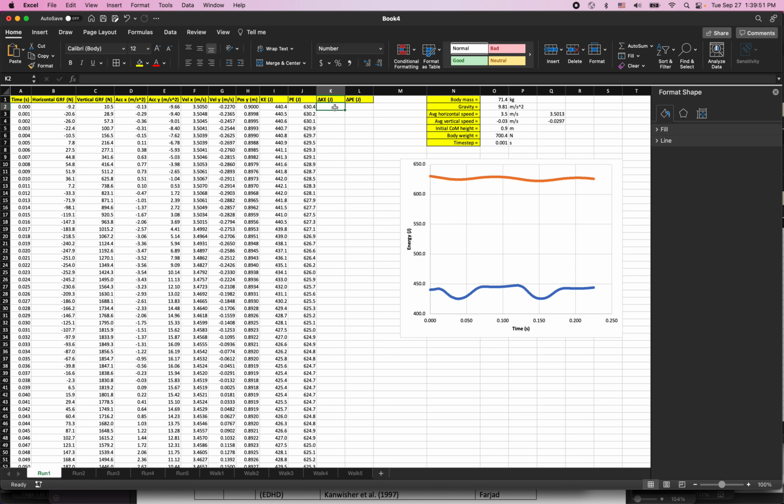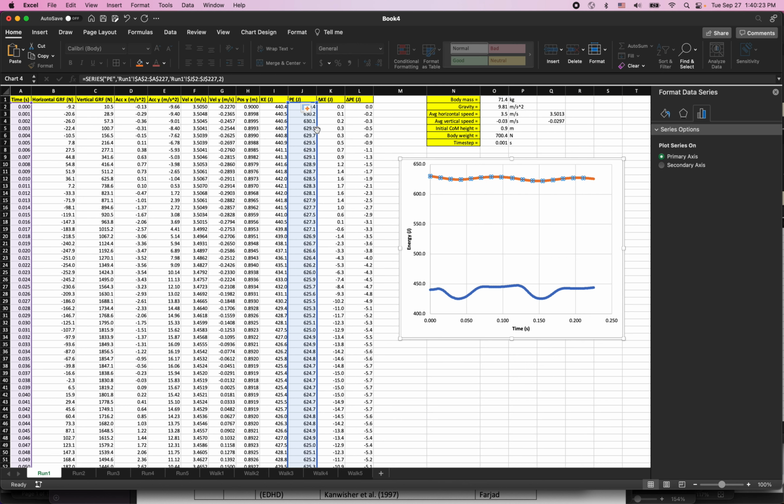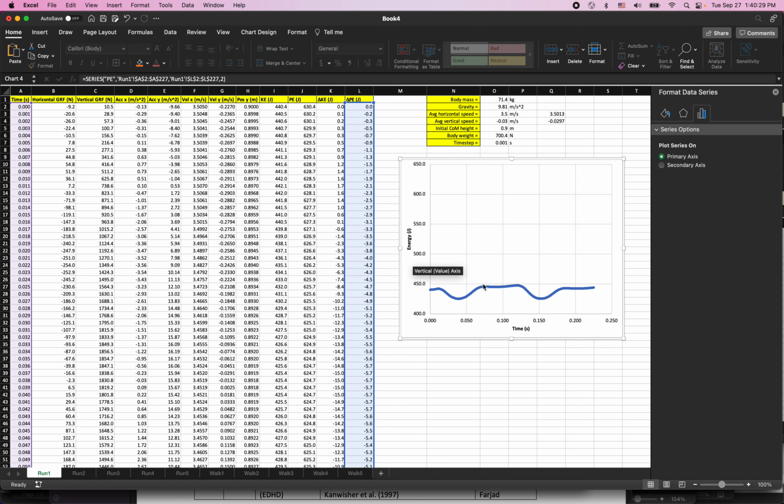So delta KE is going to be my current kinetic energy minus my kinetic energy in my first cell, I2 there. And delta PE is going to be my current potential energy minus my potential energy in that first time step, J2 there. And then do that all the way down. And then I will adjust my graph here. If I click on the orange line, I can drag PE over from actual PE to delta PE. And then I can grab my blue line and move that from actual KE over to delta KE.